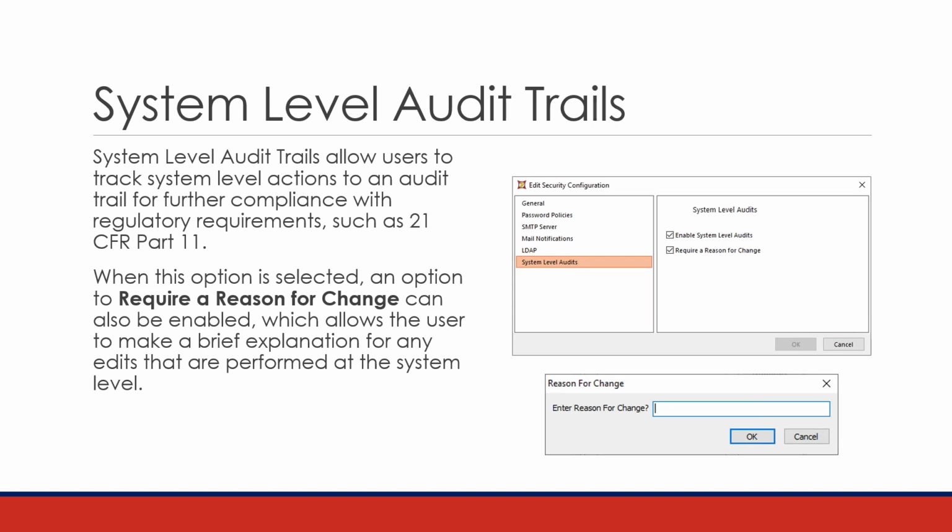Okay, and this is part of your security configuration. There is now an option to enable this feature, as well as to require a reason for change. So anytime anything is done on the system level, any change in password policy, or permission added to a user group, that's recorded as a system level audit trail. Okay, so we have the audit trail, the logging component of FCS Express that records anything that happens as part of the analysis of a layout. And we now have system level audit trails.